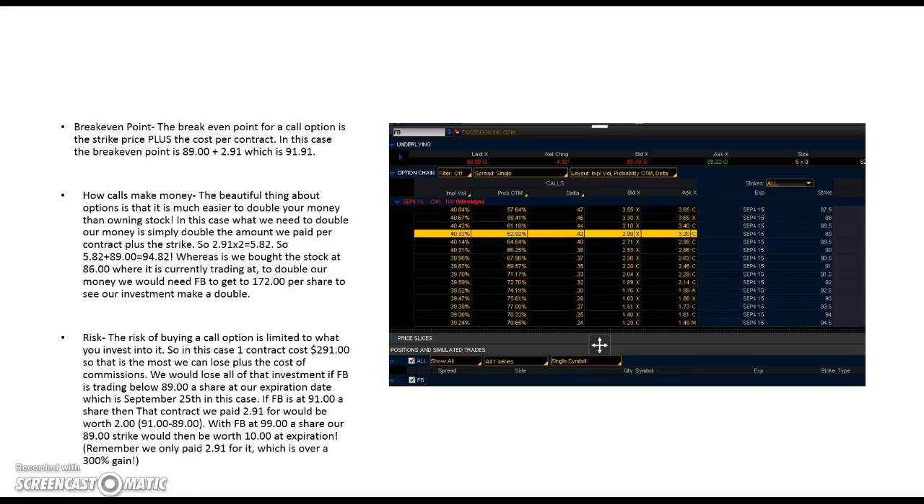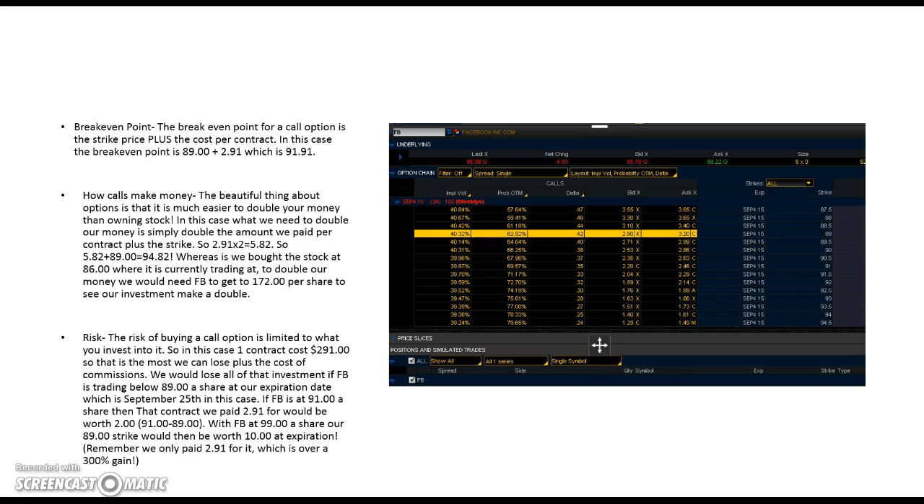How call options make us money. The beautiful thing about options is that it's much easier to double our money than owning stock. In this case, what we need to double our money is simply double the amount we paid per contract plus the strike. So $2.91 times 2, we just need the stock to go up $5.82 to double our money. So 582 plus 89 equals $94.82.